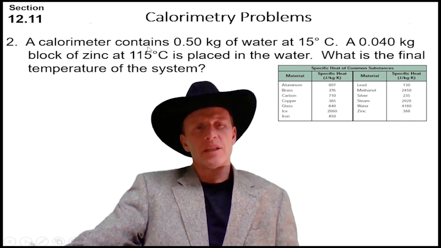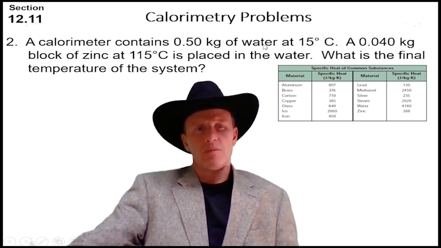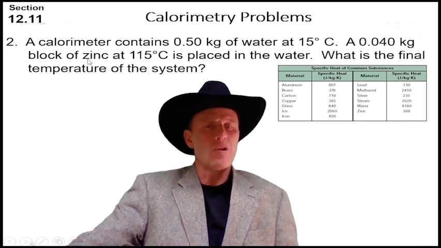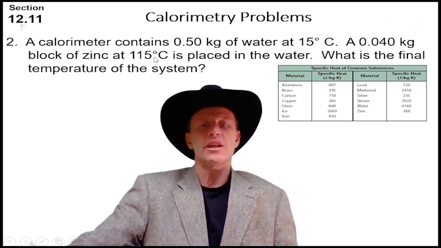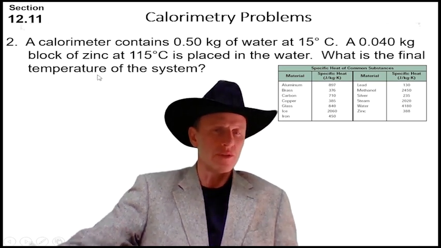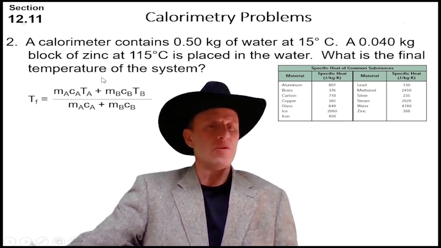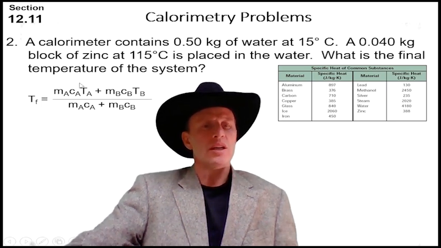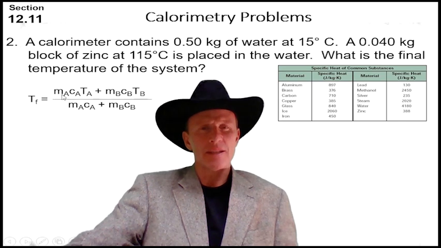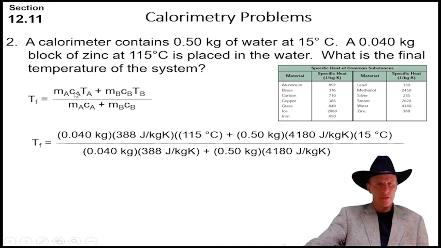Another problem here. This one says you're going to mix water. And what do you place in water? We're going to place a block of zinc in water. The water's at 15. The block of zinc's at 115. So a hot block of zinc in the water. And the question is, what's the final temperature? Using our final temperature formula, we can plug in all the data for the block of zinc on the left. So this is the mass of the zinc, which is 0.040. The specific heat of zinc coming from the table is 388. And the beginning temperature of the zinc, which would be 115 degrees C.